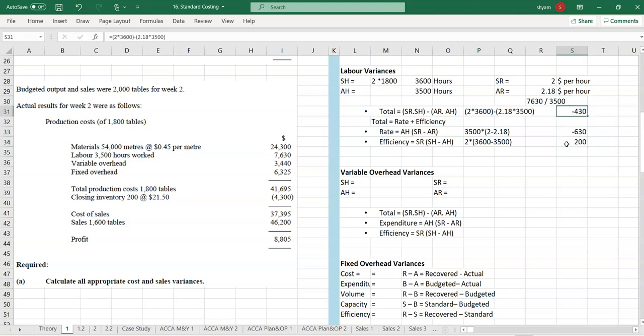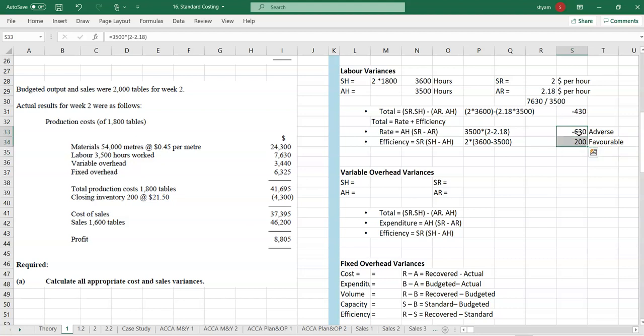Okay, so again look at this variance. It says you should have paid $2, but you have paid $2.18. So that is actually bad, right? So it is adverse. So minus is adverse, so plus is favorable. Okay, so add both, you will get the answer. If you add both of these, you will get the answer.